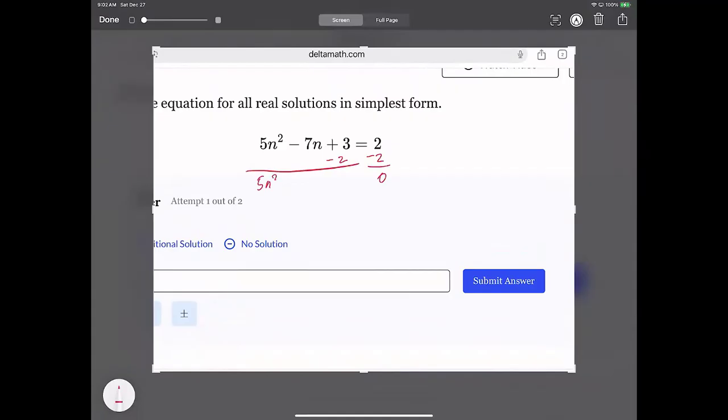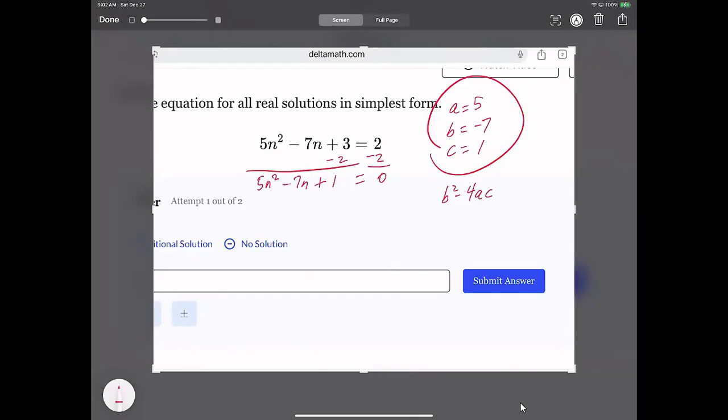So my new equation is going to be 5n squared minus 7n, 3 minus 2 is going to be plus 1, equals 0. So from here, now we can take the a is 5, the b is a negative 7, and the c is 1. Now, I'm going to take these numbers and I'm going to look at the determinant, the b squared minus 4ac. I'm going to see if it's a perfect square. If it's not a perfect square, I'm going to have to simplify it.